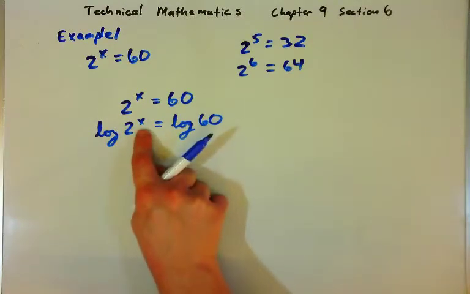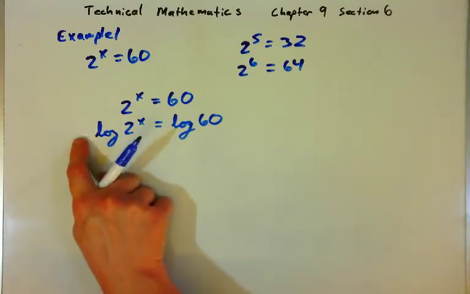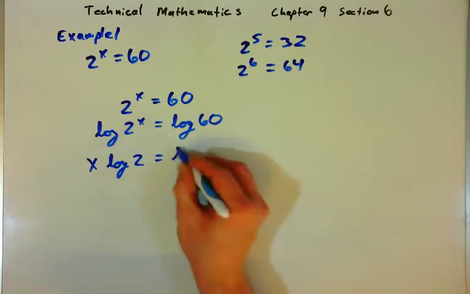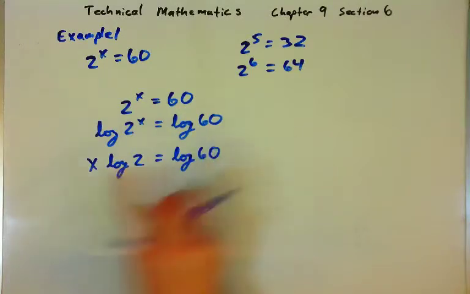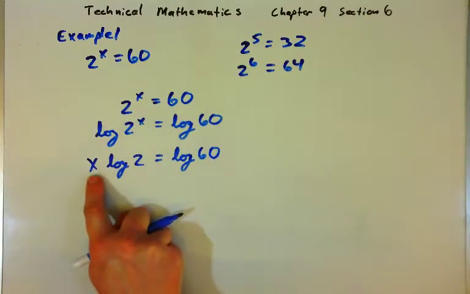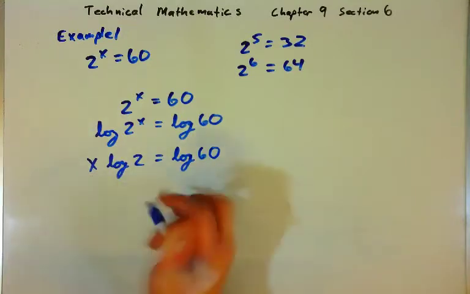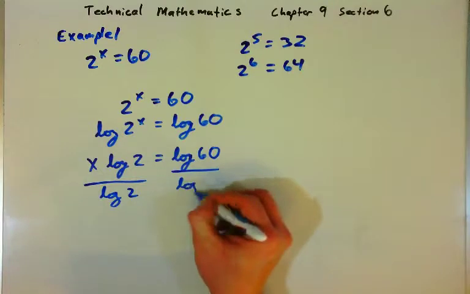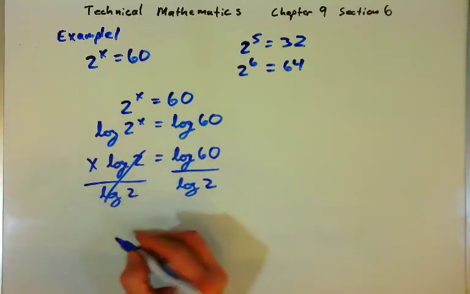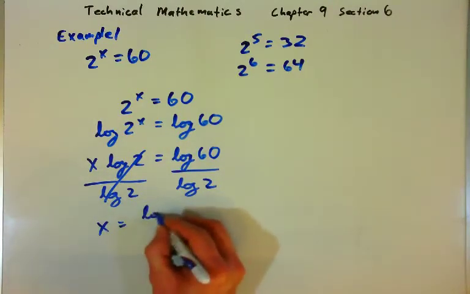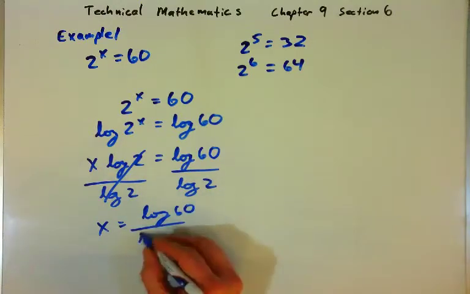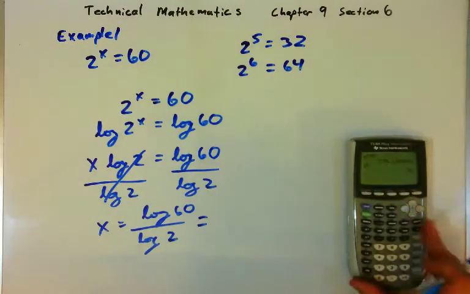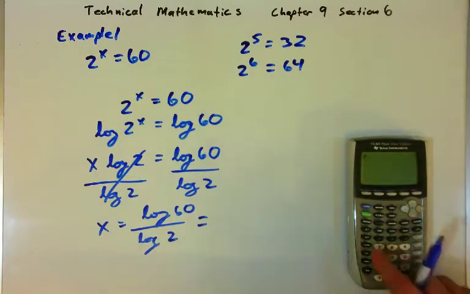Taking the logarithm on the left allows me to bring the exponent out as a multiplier. So I can rewrite this as x common log 2 is equal to common log 60. And now I have the x out of the exponent. And so now I can solve for x by dividing by log 2 on both sides. They cancel over here. And we're left with x is equal to log 60 divided by log 2. And so we'll use our calculator for that. So now I can easily find the answer.